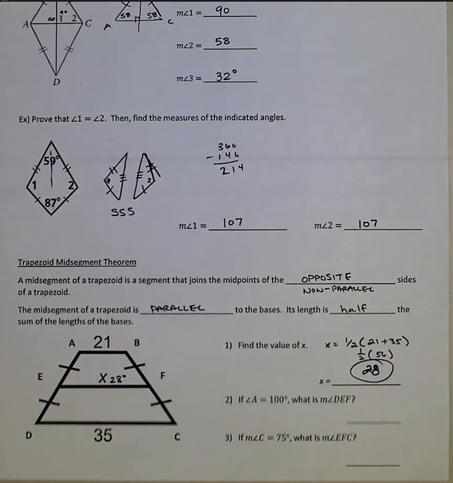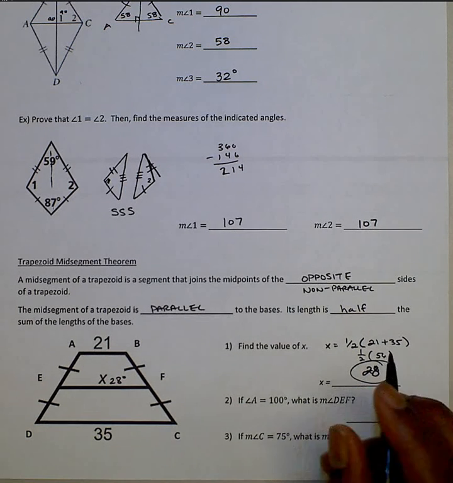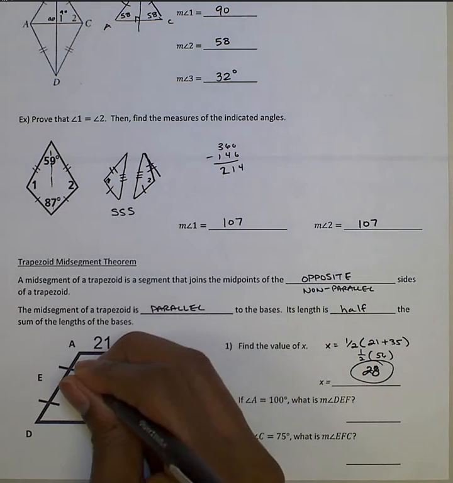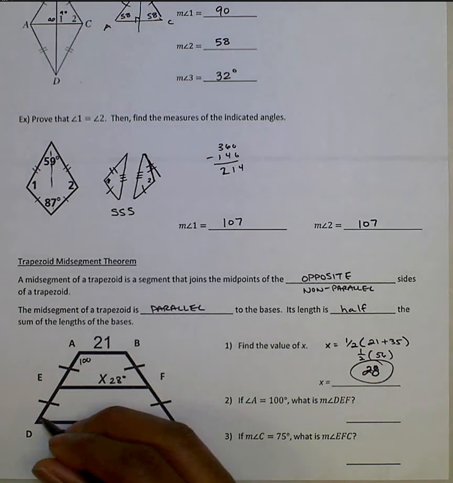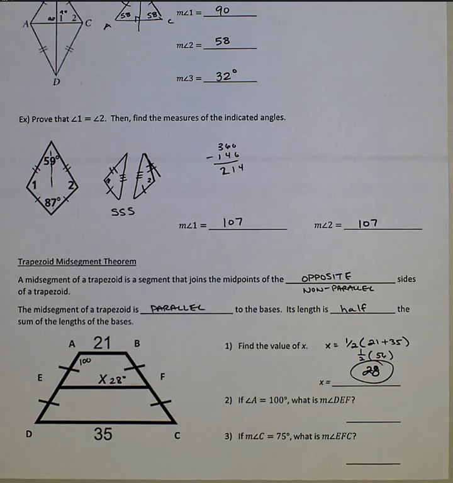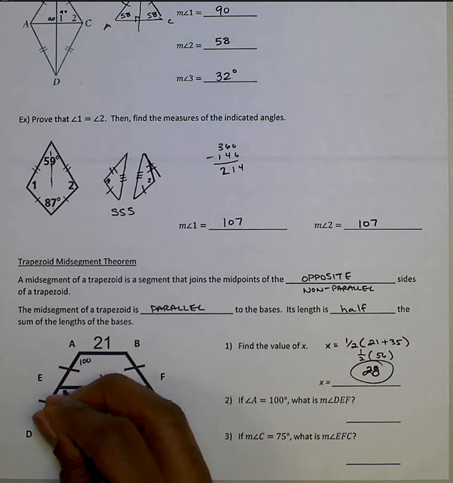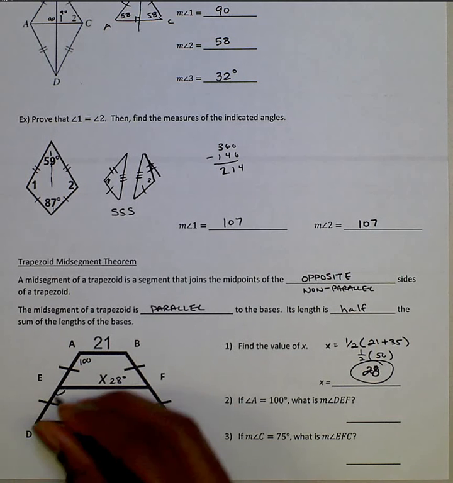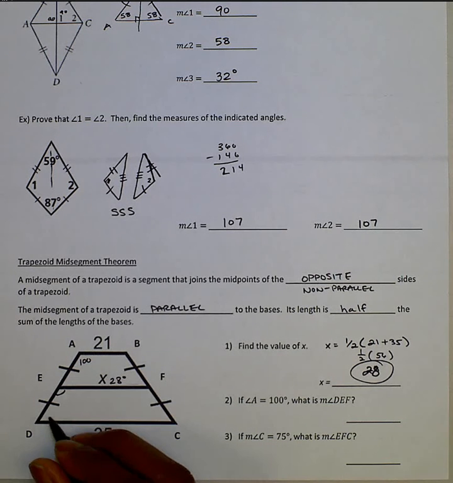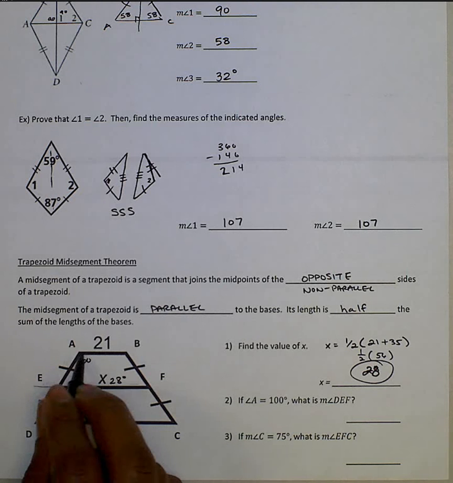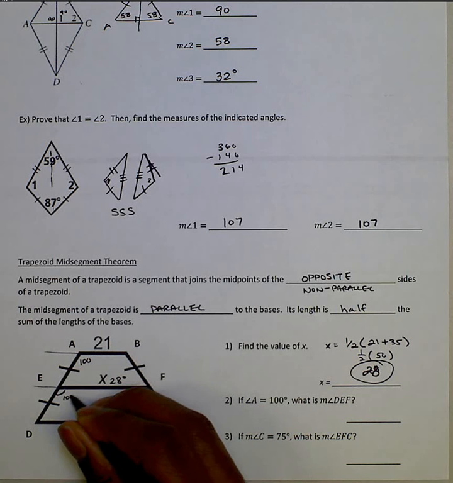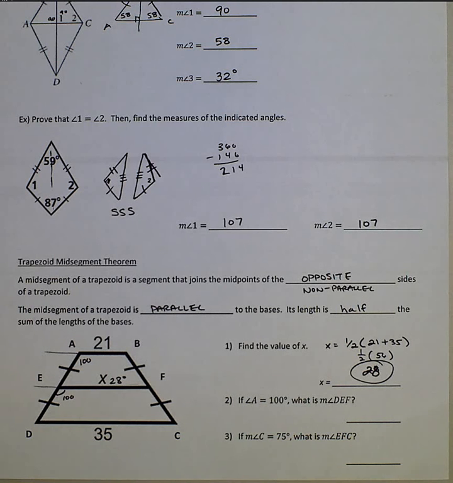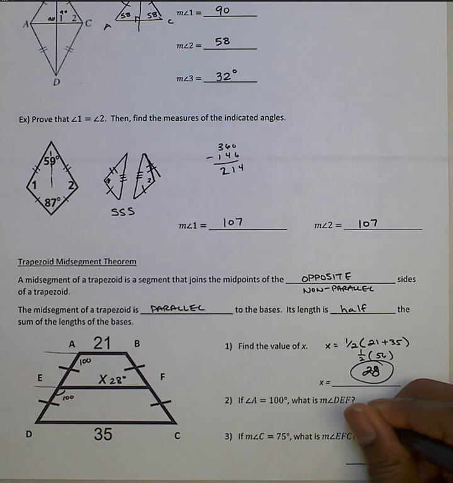Okay, next it says if the measure of angle A is 100 degrees, what will the measure of angle DEF be? So DEF. All right. Talking about this angle, we see that these are parallel lines, right? Parallel lines here, transversal. Angle A and angle DEF are corresponding angles, so that should be 100 degrees.